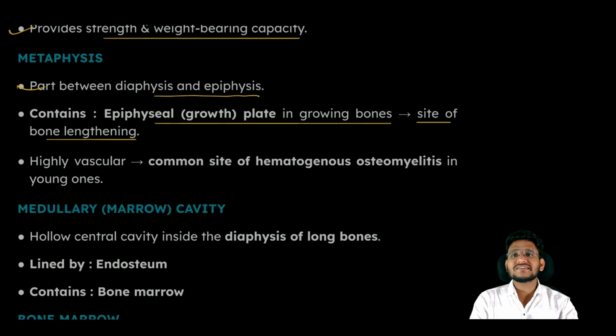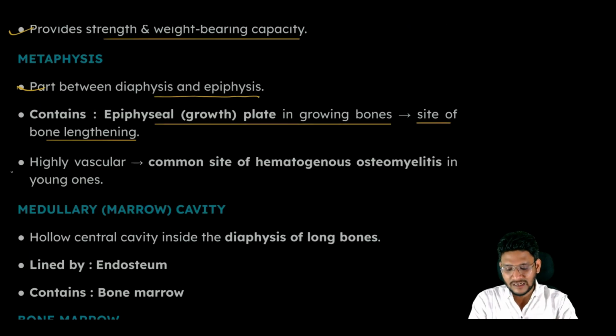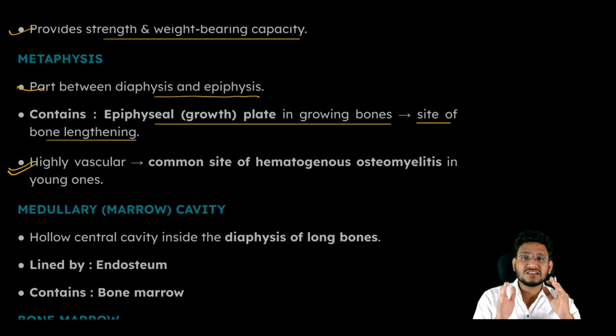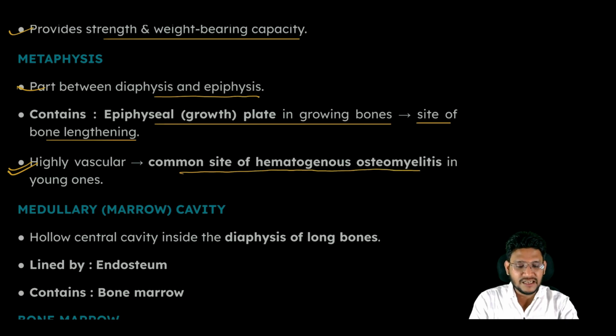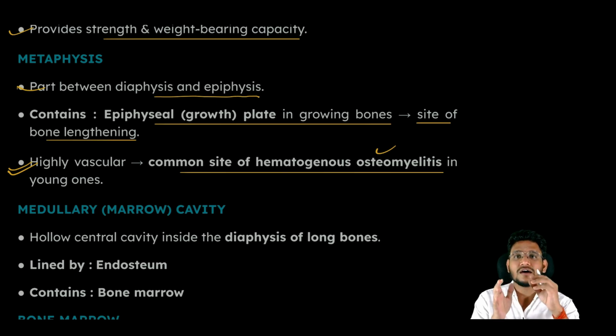This metaphysis is actually a highly vascular structure. It is rich in blood supply. So this is the common site for hematogenous osteomyelitis. Osteomyelitis is actually an infection, the inflammation of bone and bone marrow, and the infection that is spreading through the blood is called hematogenous spread, and it is called hematogenous osteomyelitis.